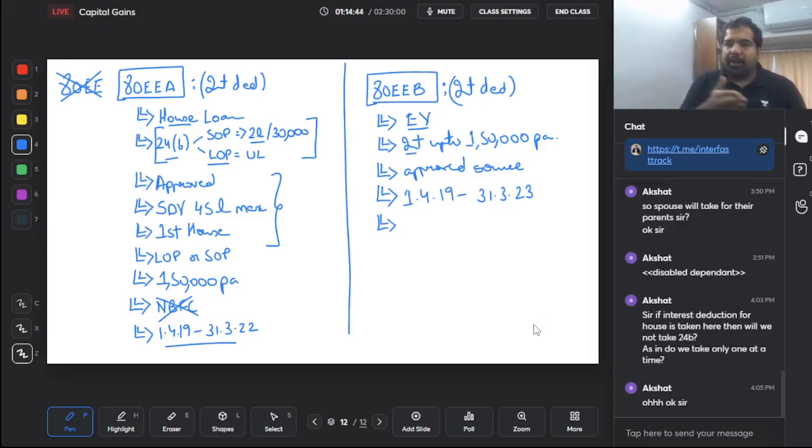It should be between 2019 and 2023. The loan should be sanctioned between those dates. You can purchase the bike in this period, but the loan should be sanctioned between those dates. And of course, it should be paid. All the E series is only if you are paying the money. Show me the money. Guys, this is 80 EEB.